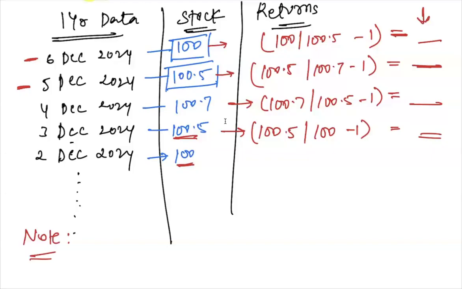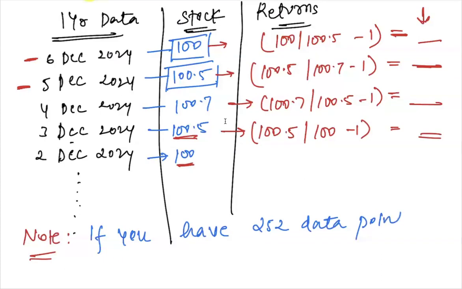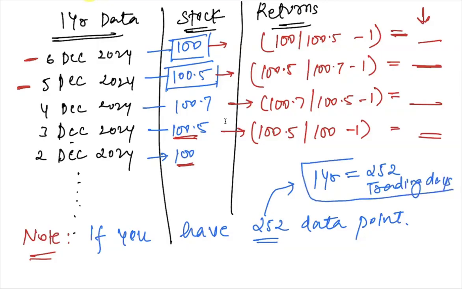See, what happens is if you have 252 data points, which basically means if you have stock prices for 252 days, which is nothing but 1 year, because we know that in 1 year, how many trading days are there? There are only 252 trading days, right? So in 1 year, how many trading days are there? There are 252 trading days.